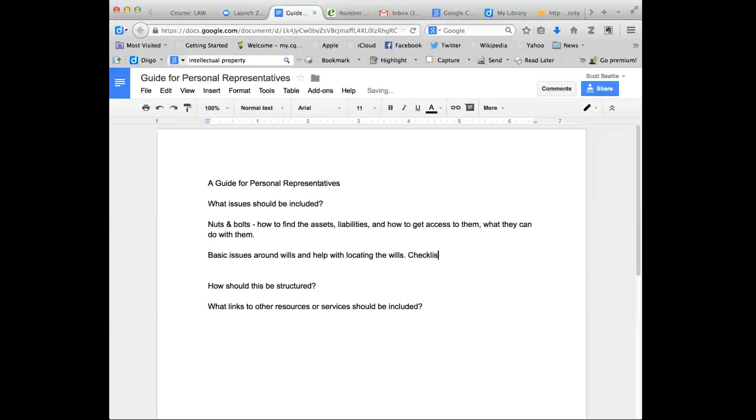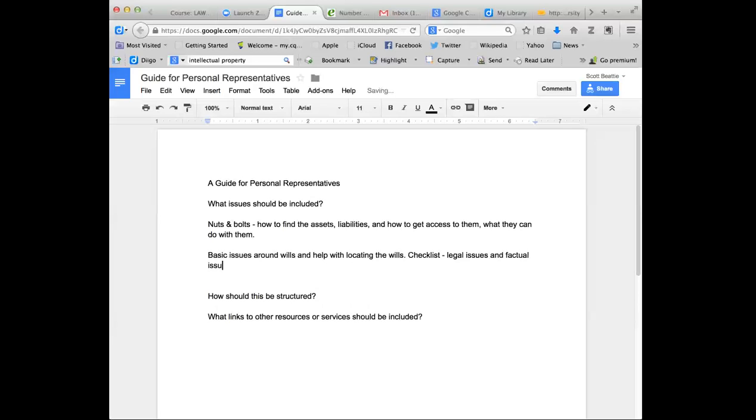For things they need to help, if I could type. Checklist of legal issues and factual issues. So yeah, you need to find the will. If you can't find it, here's some of the places it might be. As I think I said last week, in the old days, people always kept a copy at the bank, and that's less frequent these days.